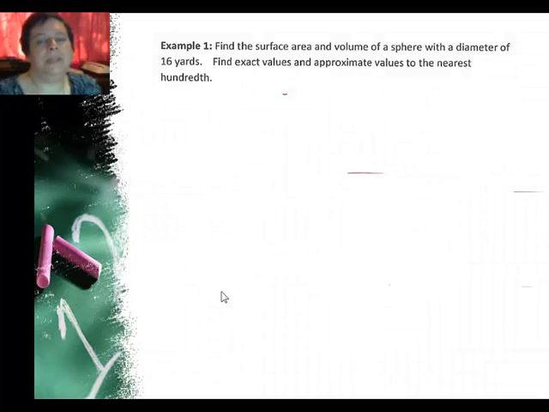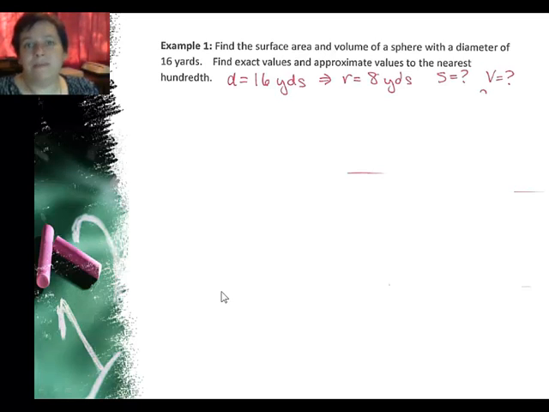Now for our first example. We're going to find the surface area and volume of a sphere with a diameter of 16 yards. So we're going to find both the exact values and approximate values to the nearest hundredth. So you'll see how I hold onto the pi until the very end. First thing you always want to do is write down the information from the problem. We know the diameter is 16 yards, so I can figure out that the radius is 8 yards. I'm looking for both S and V. So I'll start with S. Start by writing the formula from the math chart and substituting.